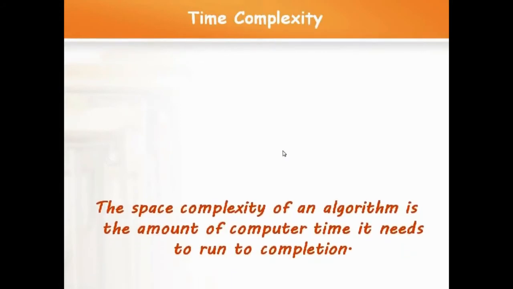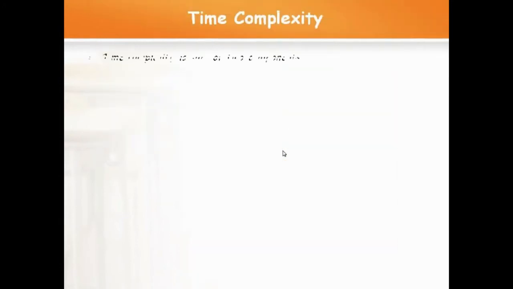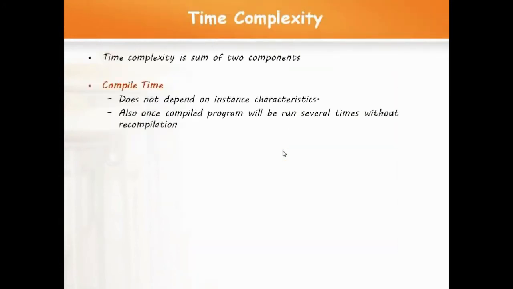Let us see now what time complexity is. It's very simple. The time complexity is nothing but the total computer time taken for completing our algorithm. Now, time complexity also has 2 components: one is the compile time and the other is the runtime. The compile time will never depend on the input or the output being supplied. That is, it does not depend on instance characteristics. And as we all know, once a program is compiled, it can be run several times without any recompilation. Hence, I can say that compile time is constant time.